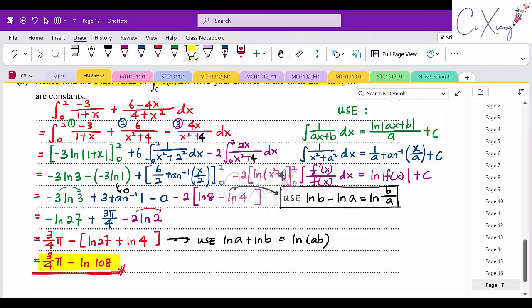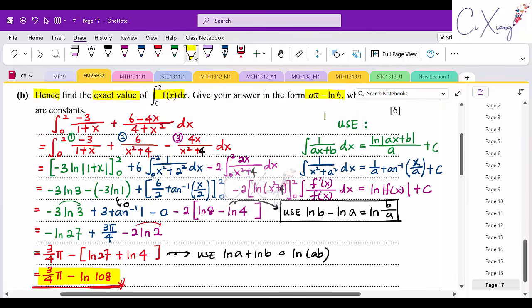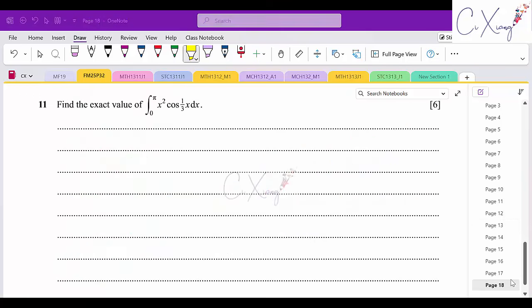Alright, so you double check the step. By right, this is the answer. Then we double check again, does it fulfill the requirement of the question? They're asking for a pi minus ln b. So very likely this is the correct answer for this question. Alright, so this is how we solve the question.